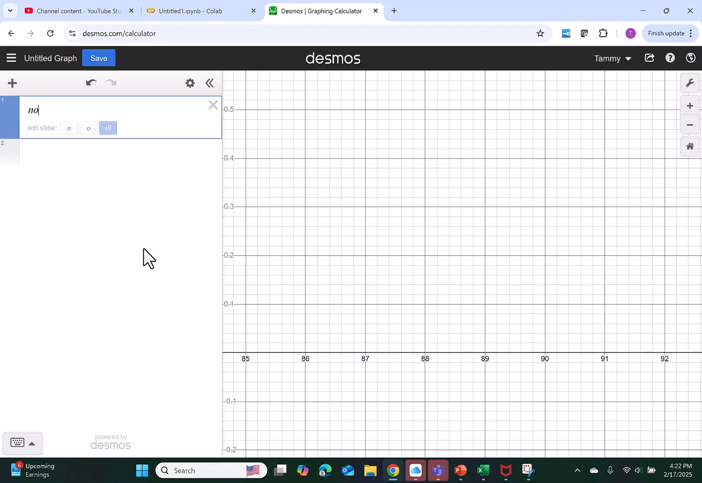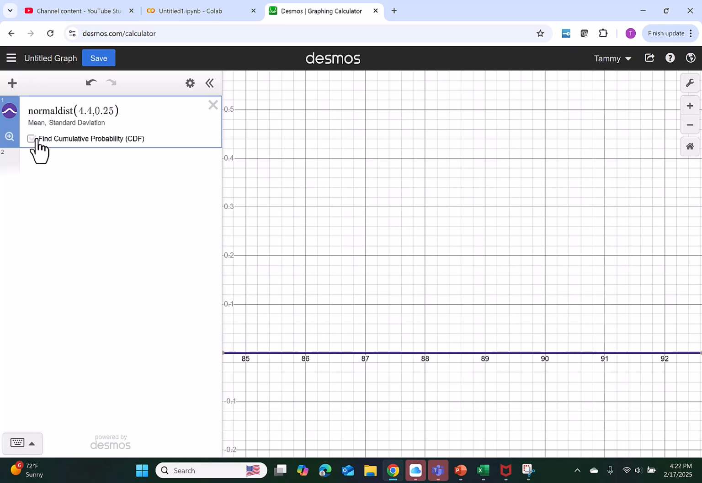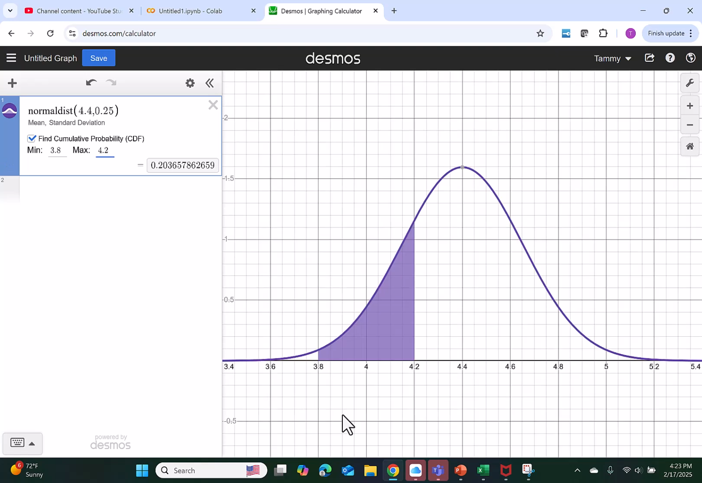So we'll bring back our normal distribution with a mean of 4.4 and a standard deviation of 0.25. We'll hit cumulative. Our low will be 3.8. Our high, or max, will be 4.2. It says the probability is 0.203657. We'll call that 0.2037.